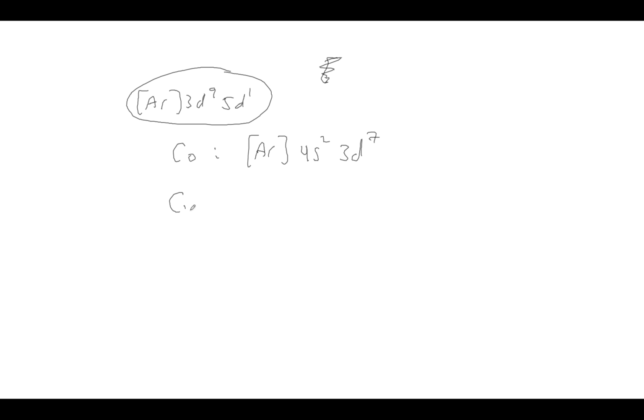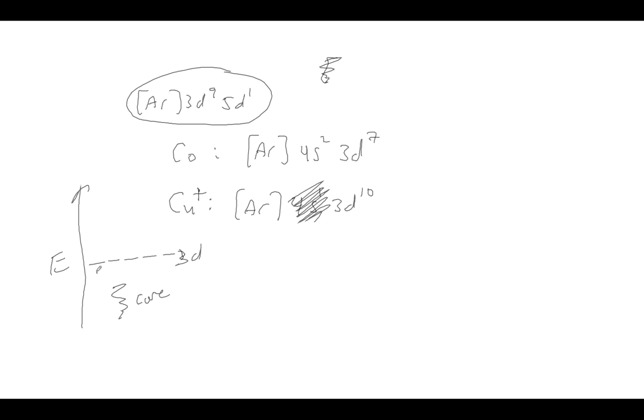Copper plus, okay. So again, we start initially with our regular configuration. Now remember, copper is an exception where we have 4s1, 3d10, okay? Copper plus, what do we ionize first? We ionize the 4s subshell. So this goes away, right? Now it's interesting because this is the ground state of copper plus, okay? So if I were to draw this in an energy diagram, we have the 3d subshell here. Everything down here is core. And this is actually all filled up, correct?